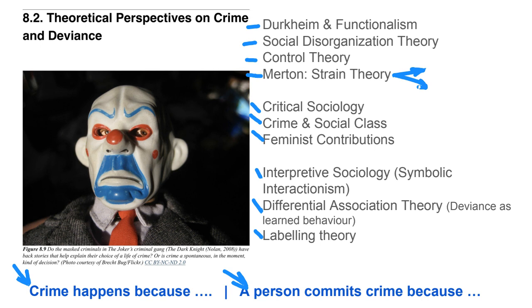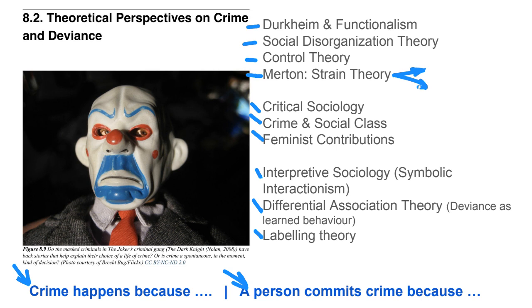But Merton's strain theory also says that a person commits crime because they want to be wealthy. It's a cultural goal to be wealthy, and a person will commit crime because they really want to be wealthy, but they don't have a job that pays a lot, so they commit crime as a way to try and become wealthy. So they might, for example, start to deal drugs to make a lot of money and become a baller or whatever.